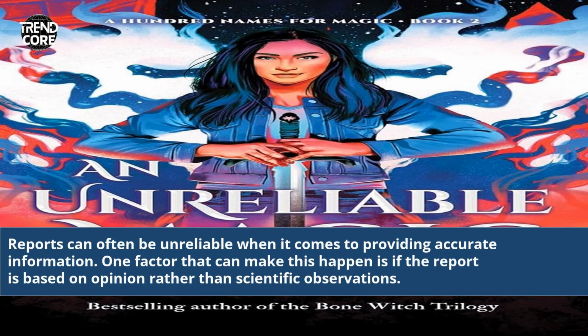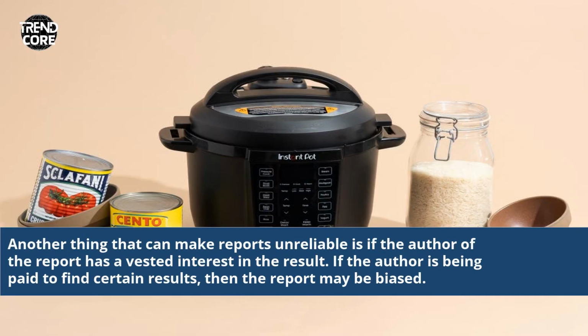Reports can often be unreliable when it comes to providing accurate information. One factor that can make this happen is if the report is based on opinion rather than scientific observations. Another thing that can make reports unreliable is if the author of the report has a vested interest in the result. If the author is being paid to find certain results, then the report may be biased.